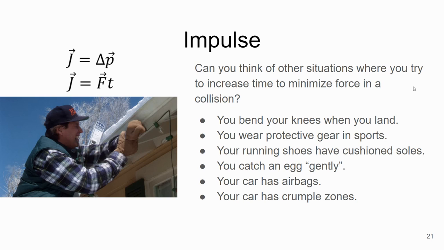And then cars have airbags and cars have crumple zones. Both of these things are designed to make the length of time, it all comes back to this equation again, J equals FT. If you're in a car crash and you're going to switch from having some momentum to having no momentum, you're going to have a certain amount of impulse J. If you can make the length of time of that car crash last a little bit longer, that is going to lower the amount of force that you're going to experience in that car crash.